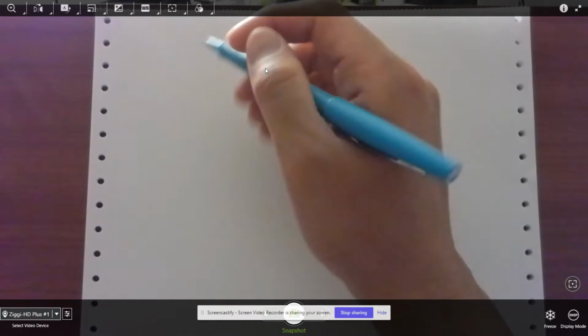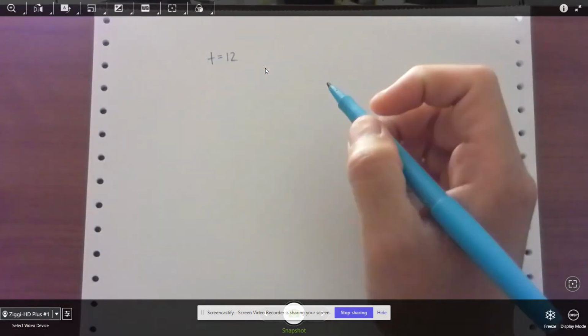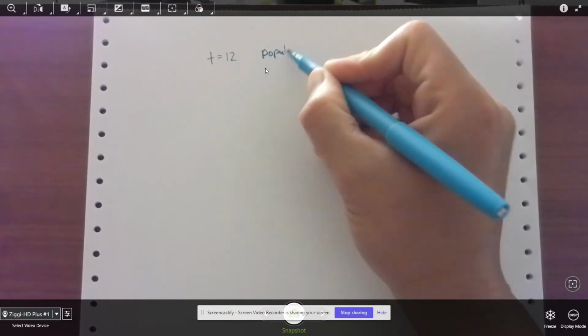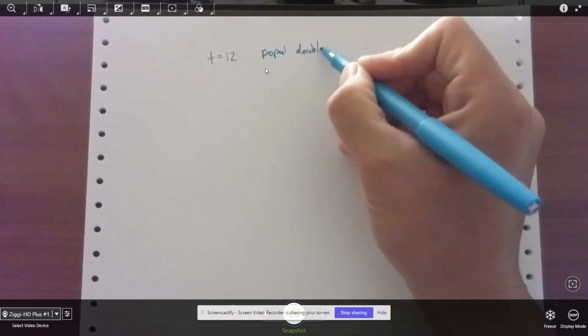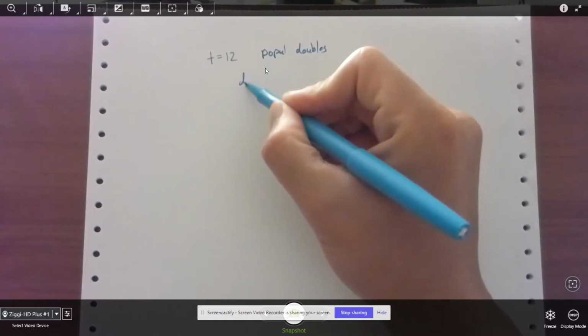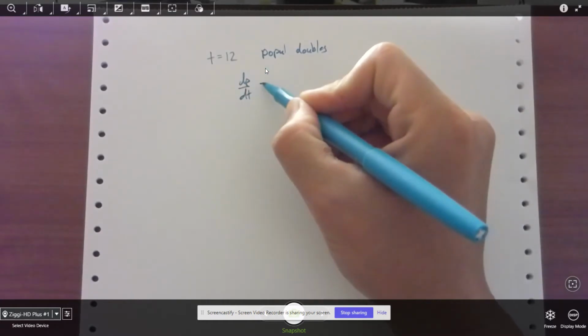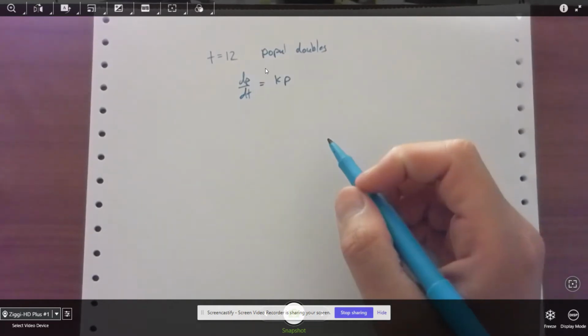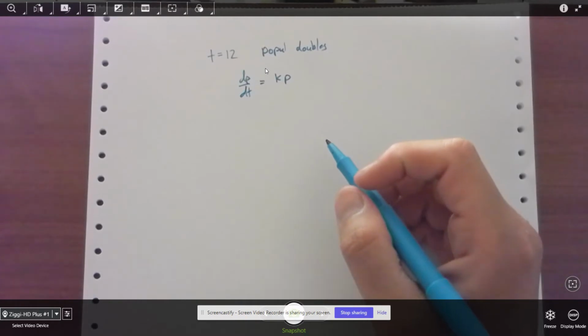So let's have a look here. If I can move this here. It's a little bit of a delay. Okay, so here's the situation. After t equals 12 years, your population doubles every 12 years. And then we were also given dP/dt equals k times P. And what we're essentially solving for is k.